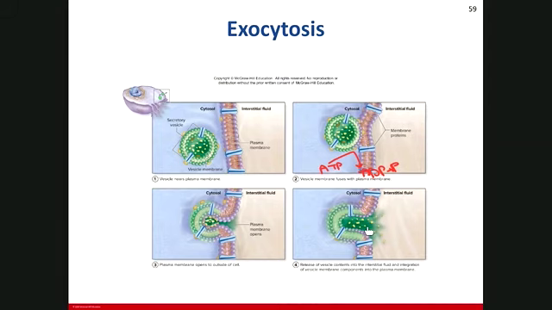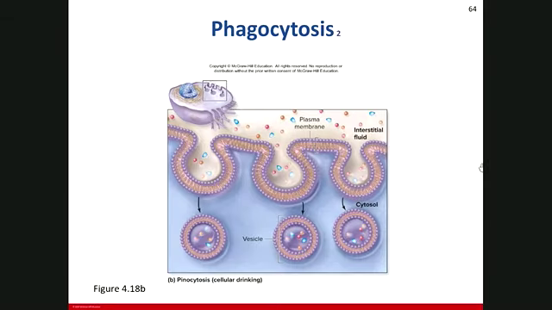out of our cell. And when we have this release, as you see in this picture, the length of this vesicle wall is added to the cell membrane. So at the time of exocytosis, the length of our cell membrane increases. The other process which is opposite to exocytosis is called endocytosis. Here you can see endocytosis.